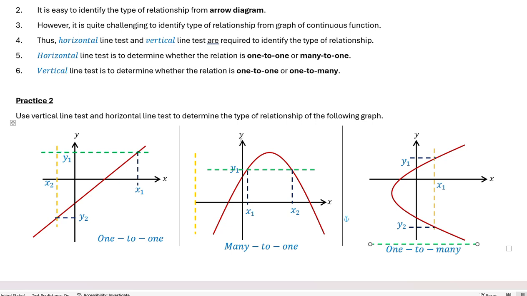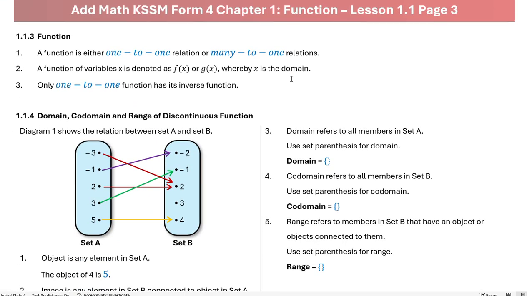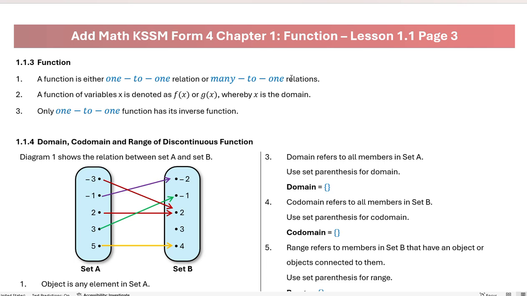Again, be very certain what the horizontal and vertical line tests are meant for. For horizontal, to identify whether it is one-to-one or many-to-one or both. For vertical, one-to-one or one-to-many or both. So let's move to page 3, the second subtopic.